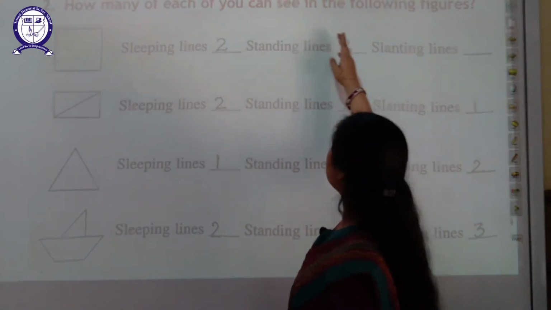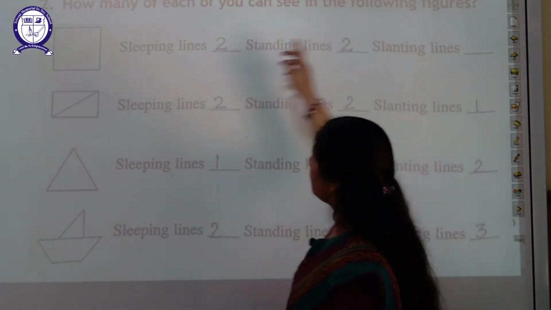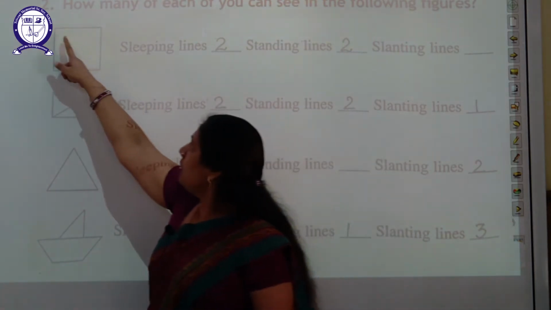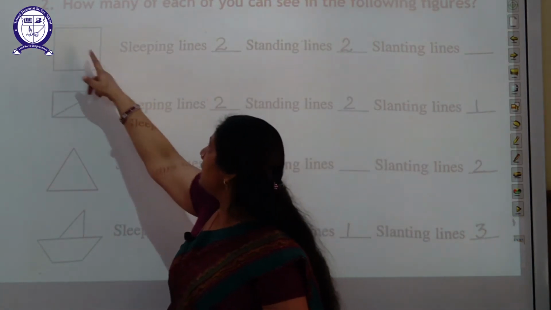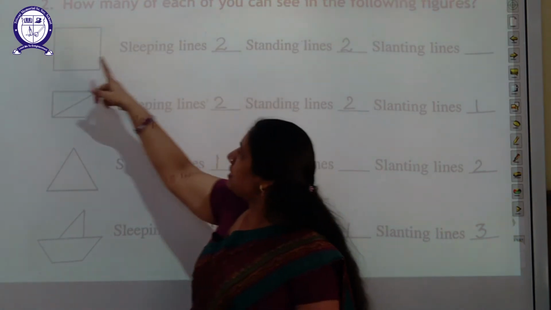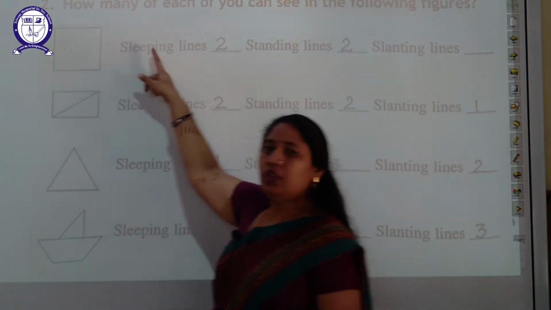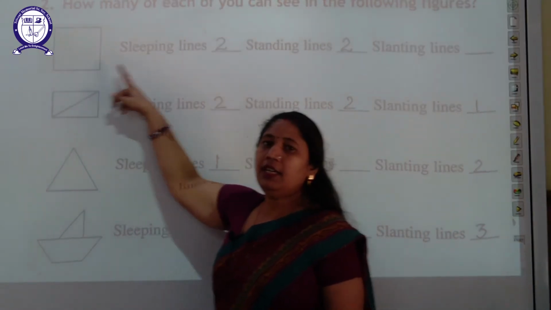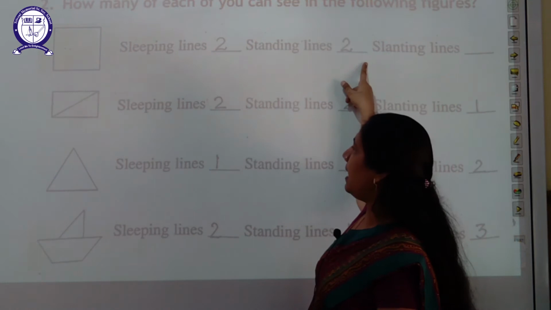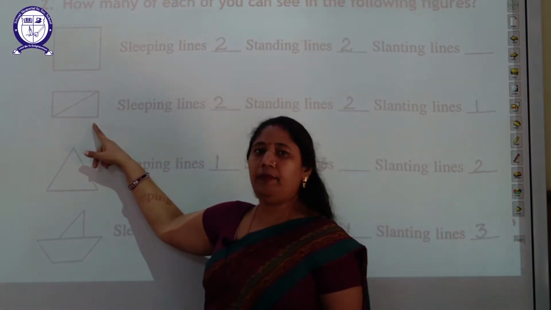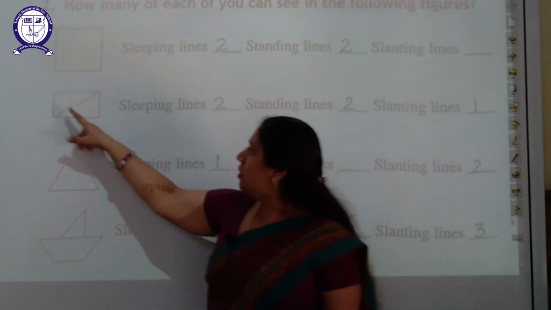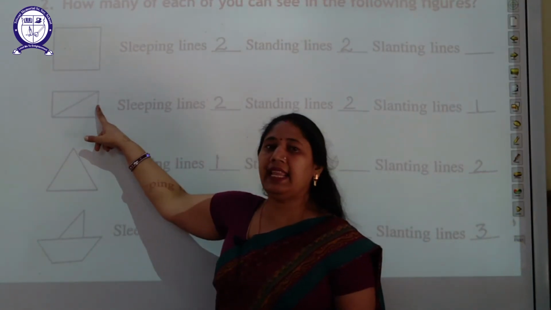How many of each can you see in the following figures? So sleeping line, slanting line, standing line. How many sleeping lines are there? 1, 2. How many standing lines are there? 1, 2. So in this figure there are 2 sleeping lines and 2 standing lines. Look at the picture. 1, 2, 2 sleeping lines. 1, 2, 2 standing lines.